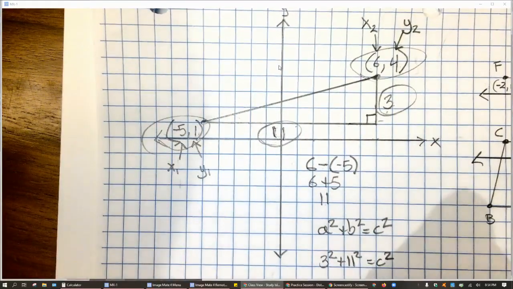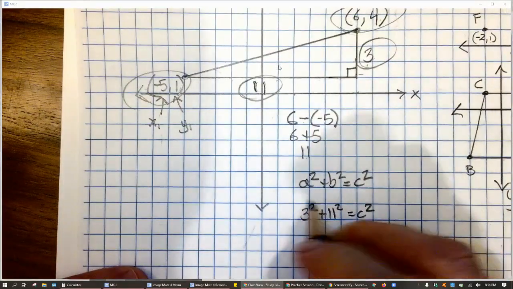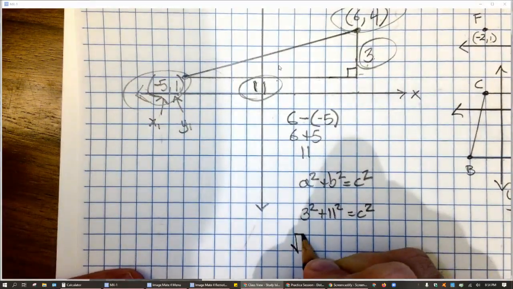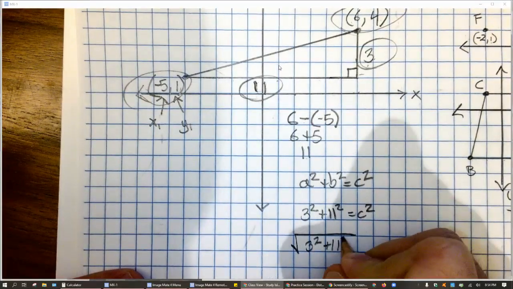Well, if I want to solve for C, I've got C squared. So I'm going to have to take the square root of that. So if I take the square root of both sides, because anything I do to one side, I have to do the other.